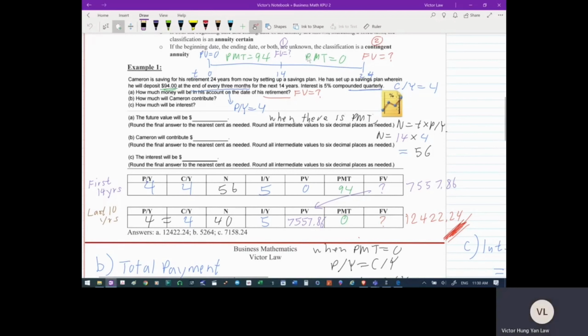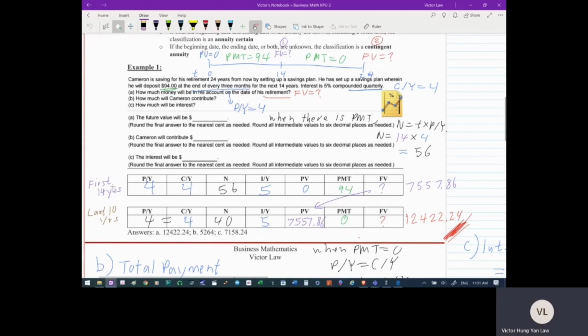That's why it is important for us to draw the diagram at the beginning so you can visualize what is going on. In the question, we're given that the interest rate is 5% compounded quarterly. So our CY is 4. Compounding per year is 4 times a year. And then we have 5%, so that's why our IY is 5%. That applies for both the first 14 years as well as the next 10 years. So IY is 5%, and CY is 4.